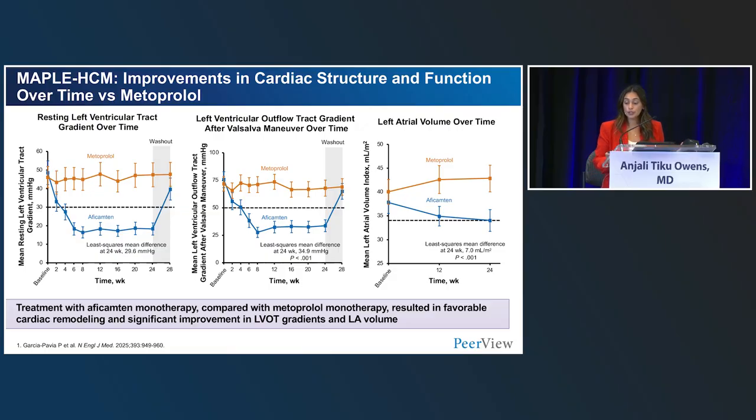What did we see in terms of gradients, and what did we see in terms of left atrial volume? So as expected, and as has been shown in the prior phase 3 trial of aficamten, it resulted in a significant decrease of both resting and Valsalva LVOT gradients. They're in blue over the 20-week period. Those changes are reversible during the washout. And metoprolol, lo and behold, really no change in the gradients, as you can see here.